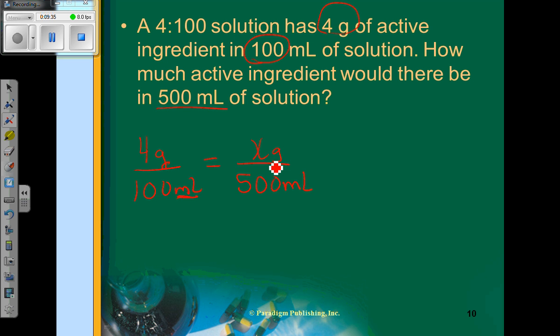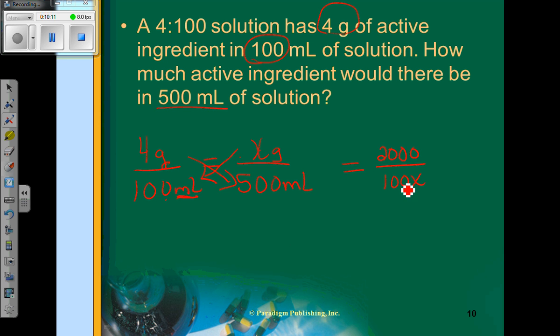So what I do is I cross multiply. Anything that you multiply the X by, so 100 times X, will always go on the bottom. Okay, 100X. 4 times 500 is going to be 2,000, and it's going to go on top. So now you just have a basic simple division one time. You could take your calculator and go 2,000 divided by 100 is 20 grams.